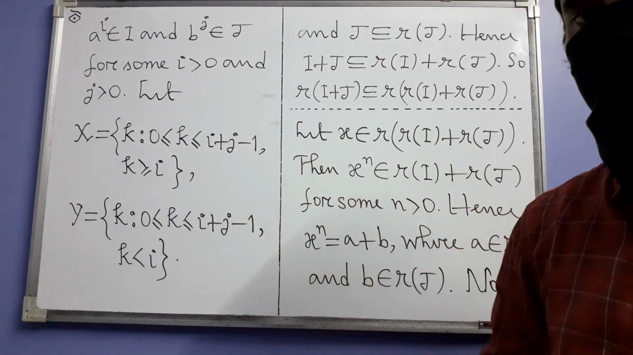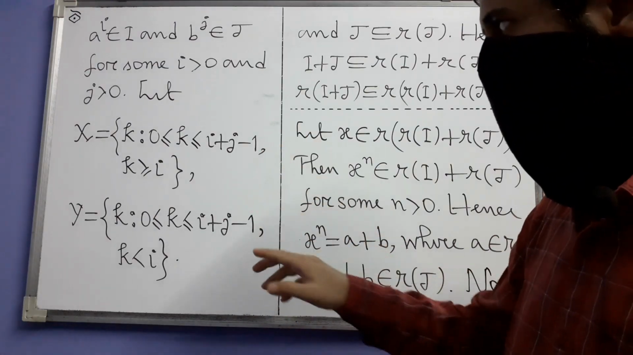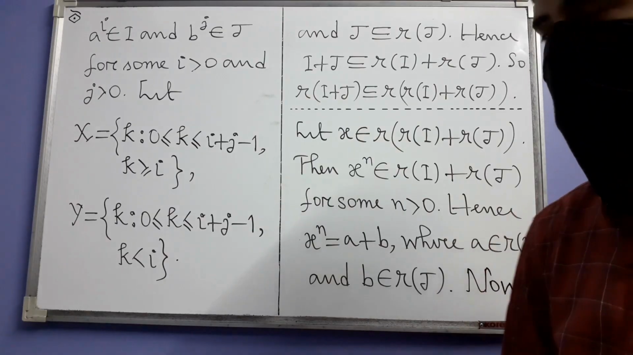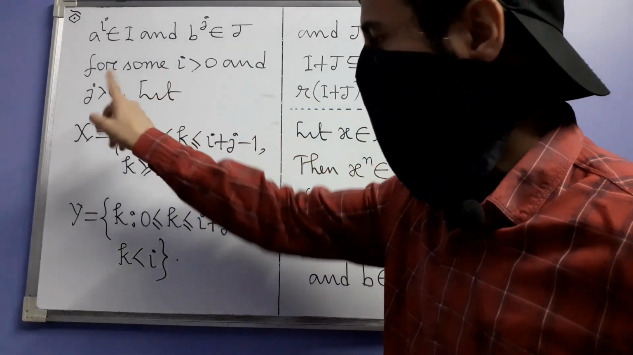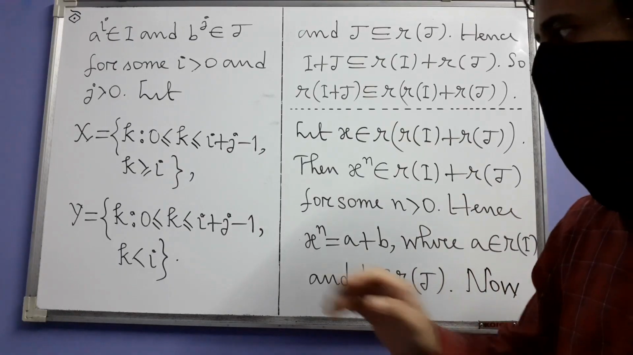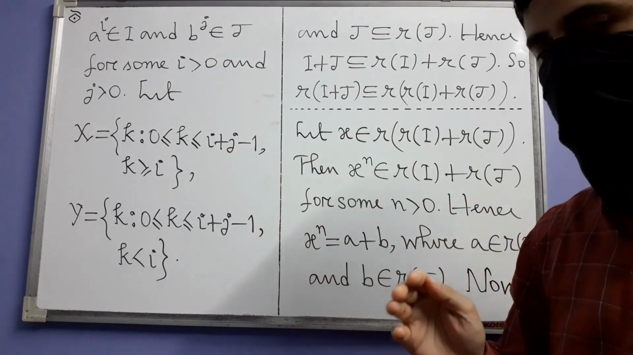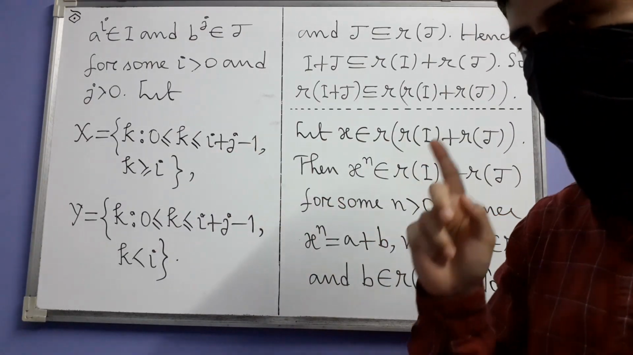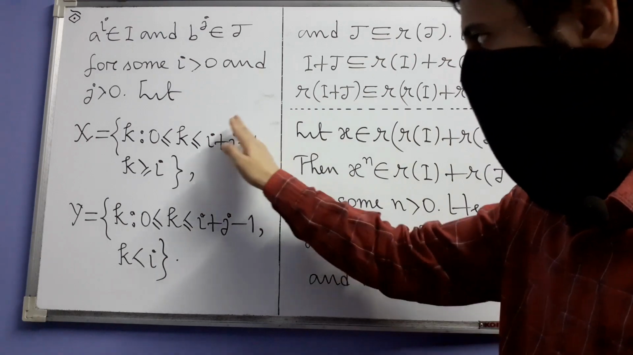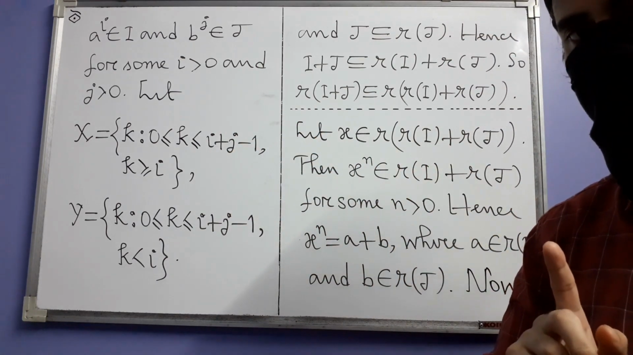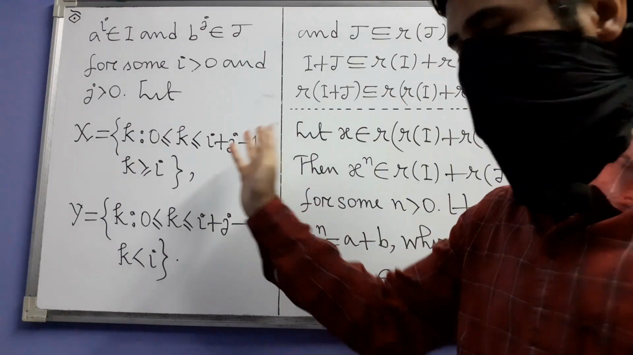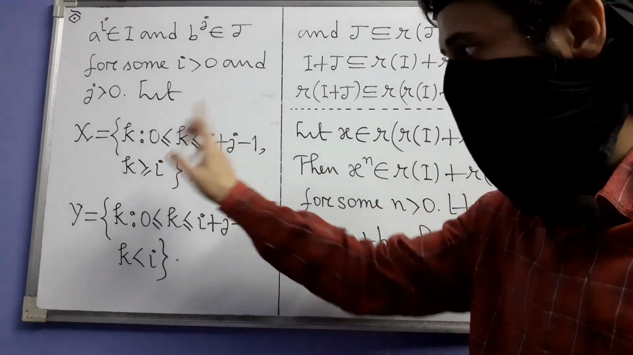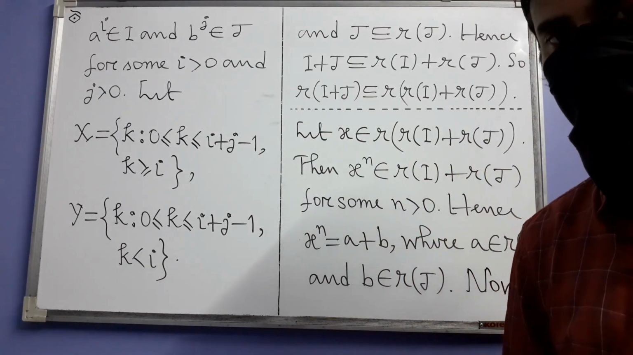Do these inequalities make sense? What I am trying to say here is, what type of number is i plus j minus 1? Note that i and j are both positive integers. So in the least case, both of them can be equal to 1. Even then, i plus j minus 1 is equal to 1. So this quantity is actually a positive integer. Obviously it's greater than 0, and k lies between 0 and that, and k is greater than or equal to i, and k is an integer.